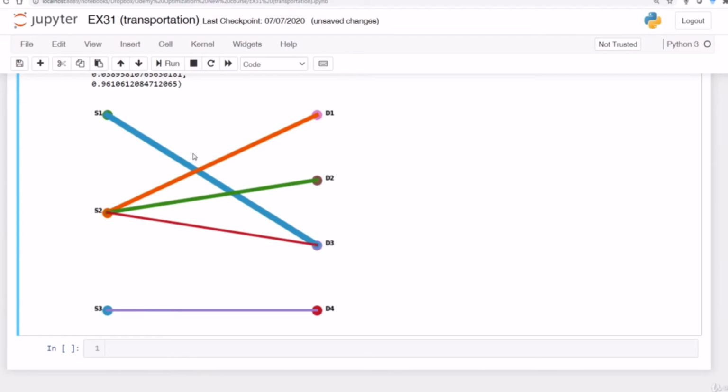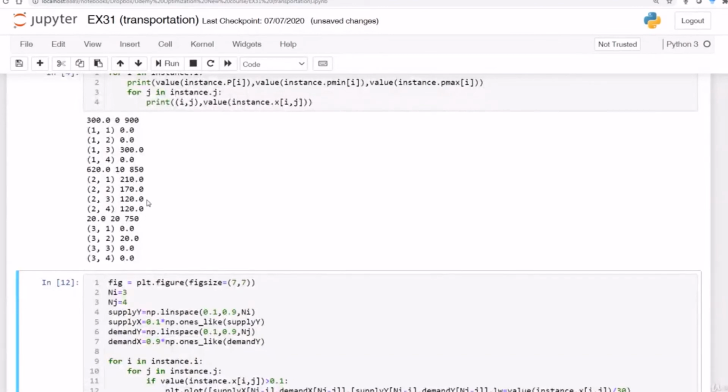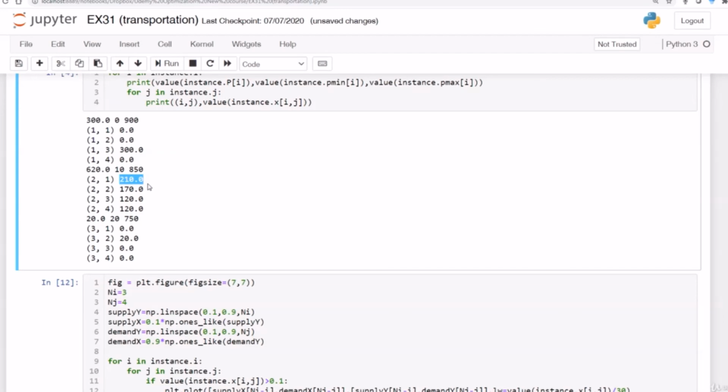And you can see the biggest transportation is between point 1 and demand 3, and the next one is between 2 and demand 1. So if we have a look at that here, it's here. So you see the next big quantity to be transported is from point 2 to demand number 1.